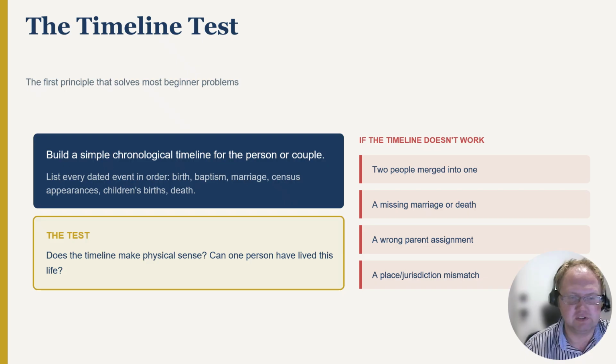Fourth, there's a place or jurisdiction mismatch. A person cannot be enumerated in two different counties on the same census day. There are a few exceptions to this. Sometimes it happens, and I know I've been told about some, but there are extraordinary circumstances you have to consider before reaching that conclusion. Timelines are often sworn by to be the first defense against errors and for figuring out next steps. And you can use it as a sanity check for every new piece of information.